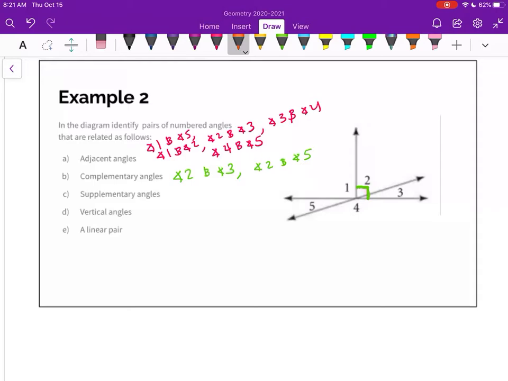Supplementary angles, remember these are angles that add up to 180 degrees. And it's a pair. So if I think about the lines I have, so here's a line that goes all the way through. And if I want two angles that add up to that line, I get angle 3 and angle 4. And if I look at this line here, so let me erase that line. And if I look at this line here, I can see I get angle 5 and angle 4.